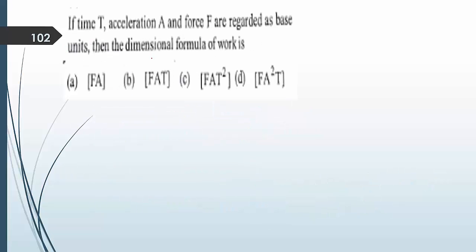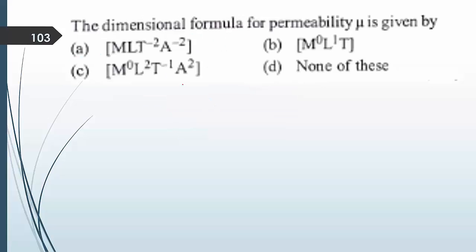Question number 102. If time t, acceleration a, force F are regarded as base units, then the dimensional formula for work is. Yes, this question is repeated here. We already solved this question. You can observe question number 93. The same question is repeated here. Come to question number 103.